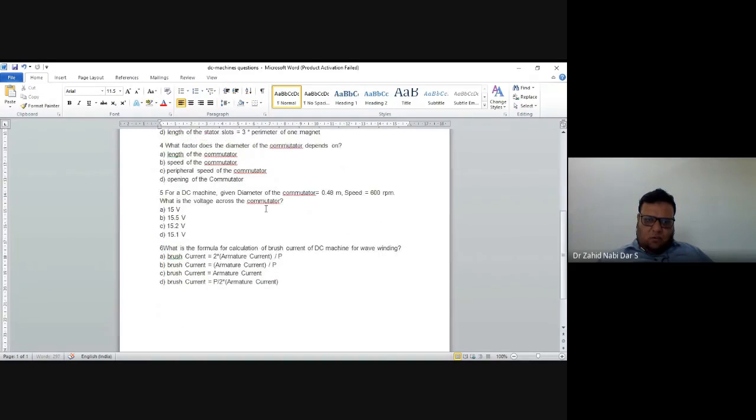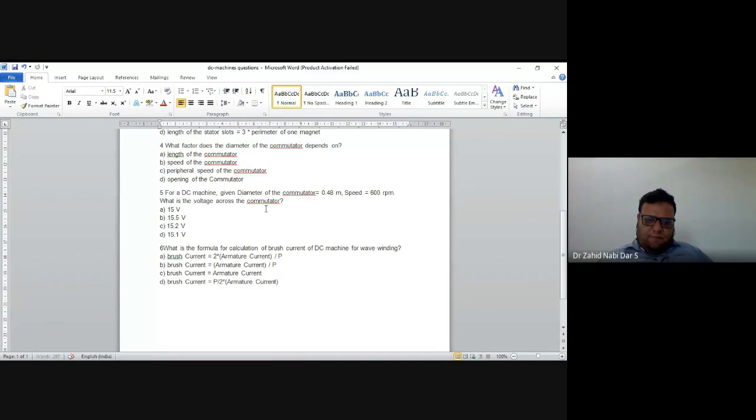Now question number 4. What factors does the diameter of commutator depend on? Length of the commutator, speed of the commutator, peripheral speed of the commutator, opening of the commutator. What factor? Okay.